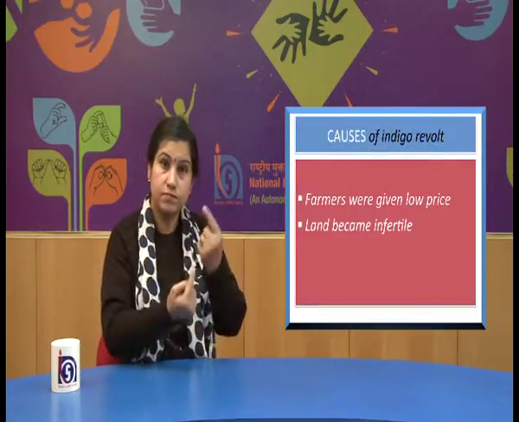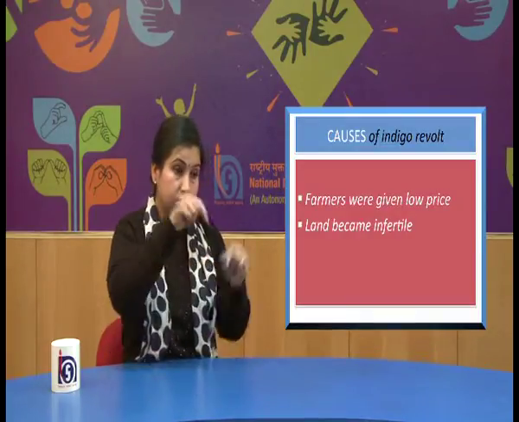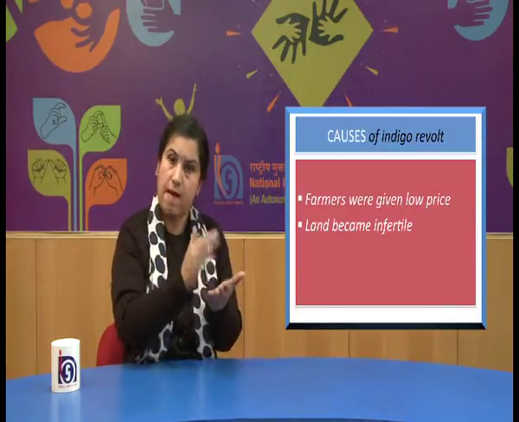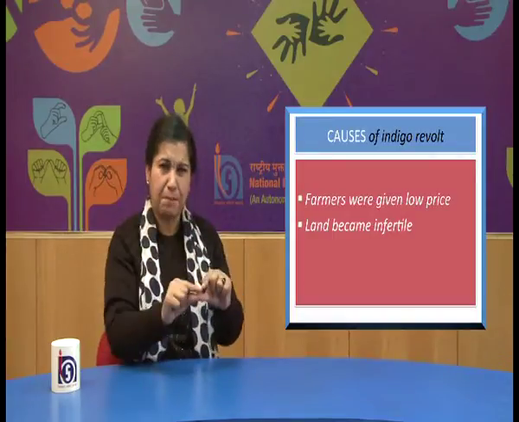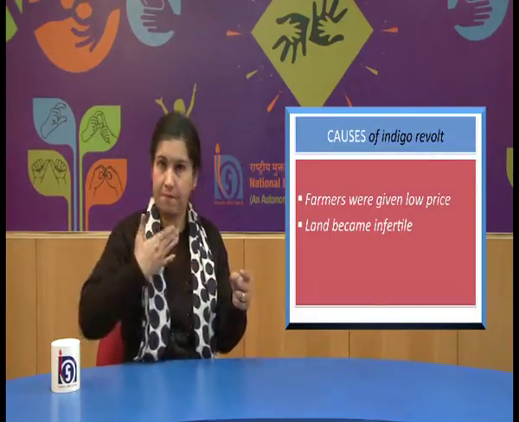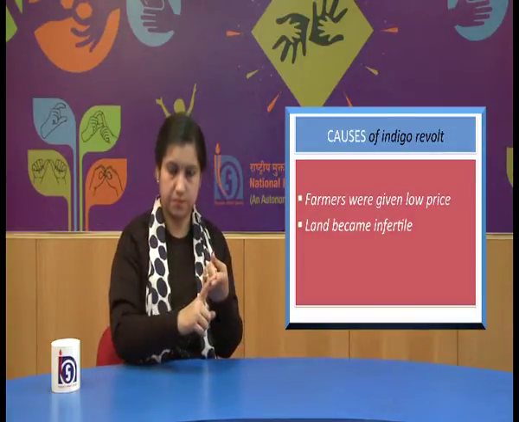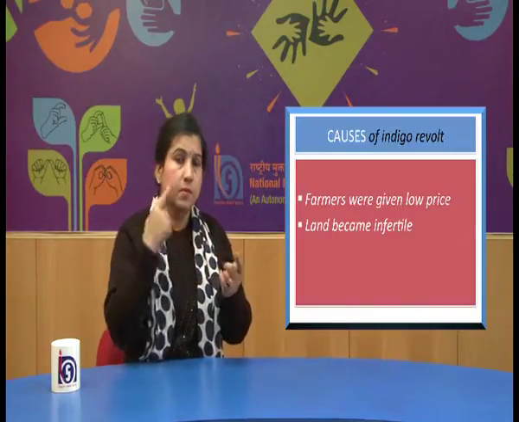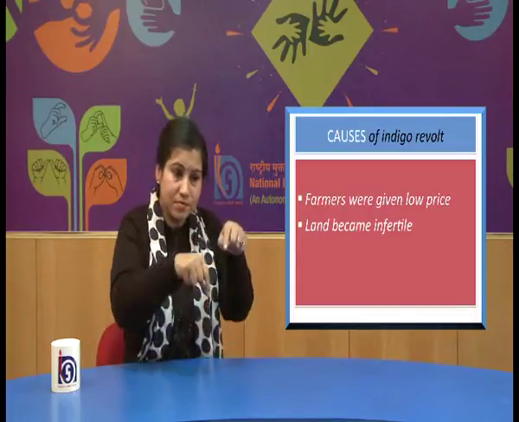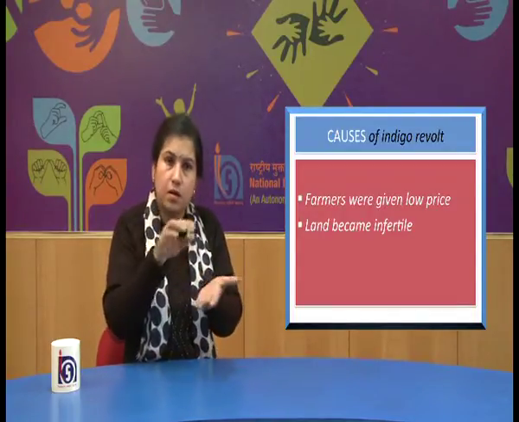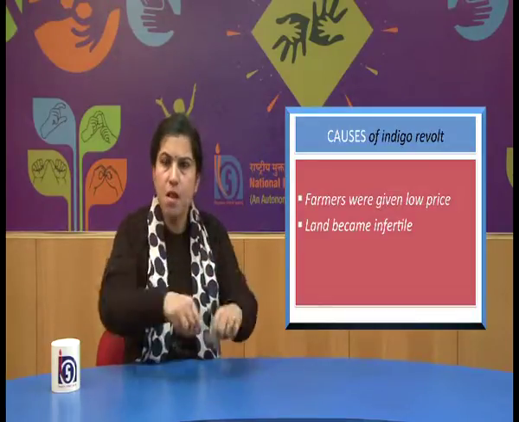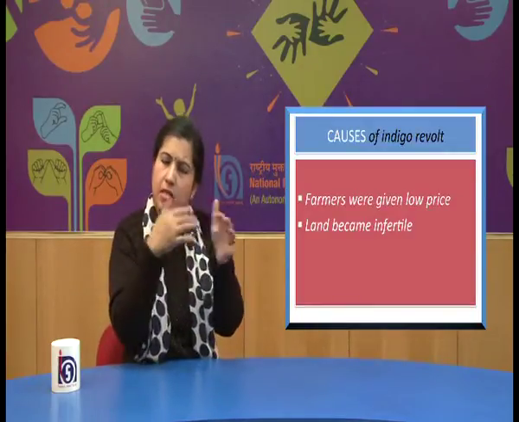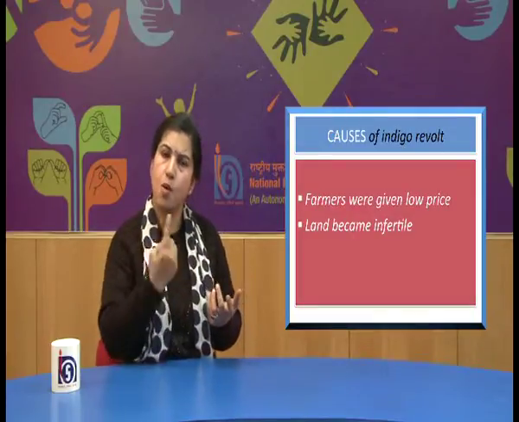The farmers who grew indigo were all unhappy because farmers were paid very low prices for growing indigo. Another reason was that the land on which indigo was grown used to become infertile. Therefore, the farmers could not grow any other crop on that land except indigo.